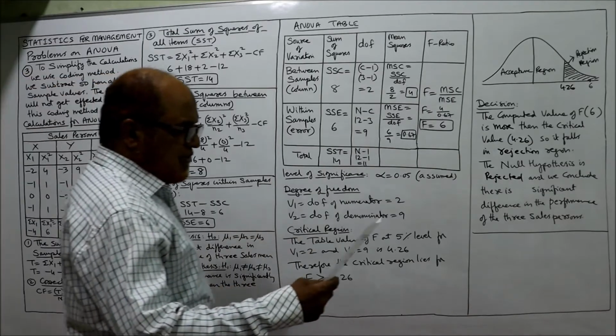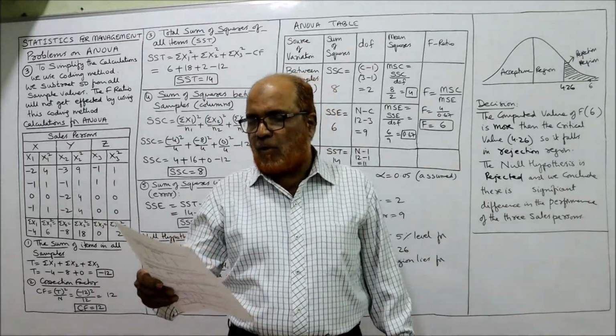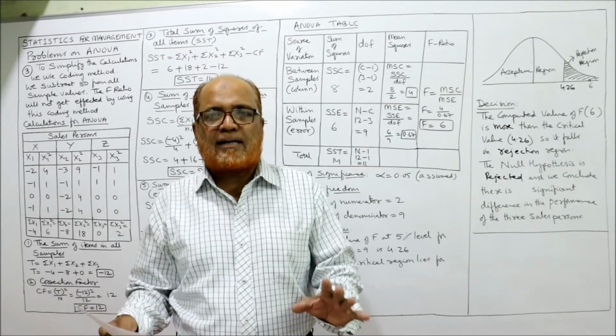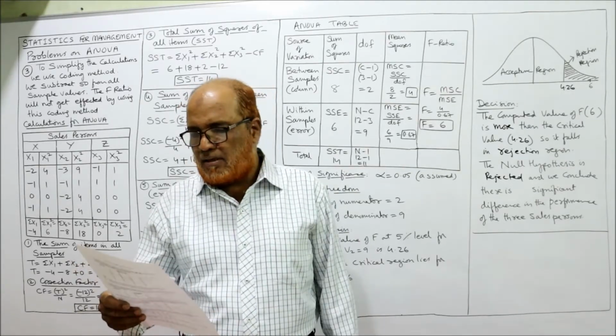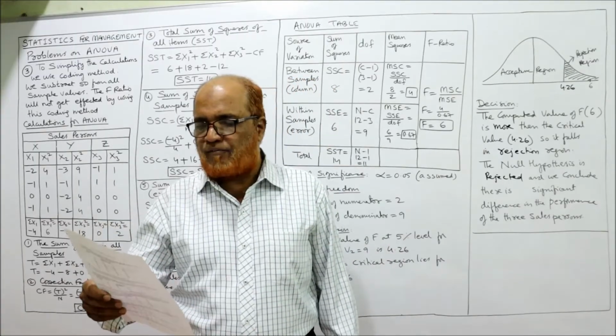Come on, see the problem number 3. Three salespersons account for the following amount of sales. So we are comparing the sales conducted by three salespersons. Sales in 1000 rupees. Test for the significant difference in their performance.